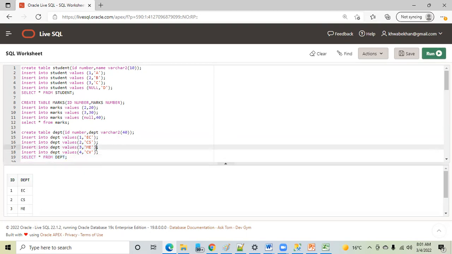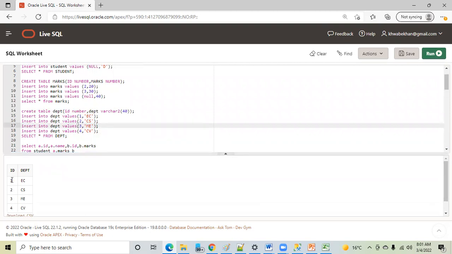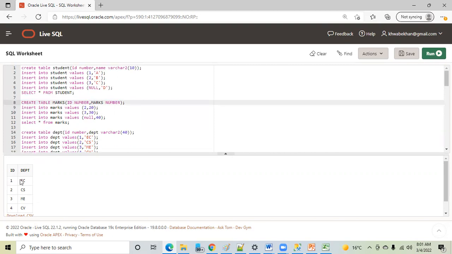Okay, so this is a new table I have created, department. This 1, 2, 3, 4 is not the ID of the department, but these are all the IDs of the students. If I've written 1 EC, it means student ID 1 is studying in the EC branch. ID 2 CS means B is studying in the CS branch. Okay, hope this is clear.